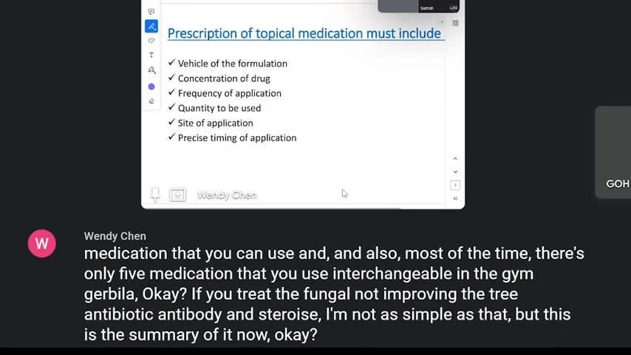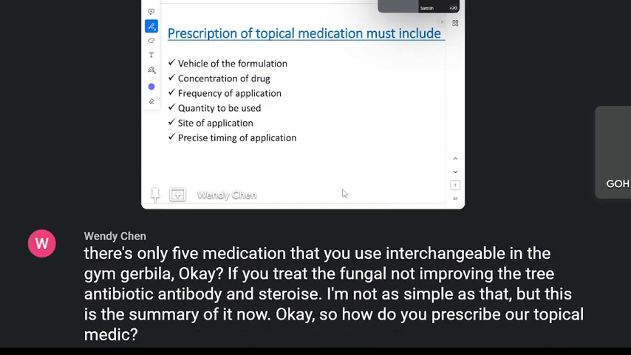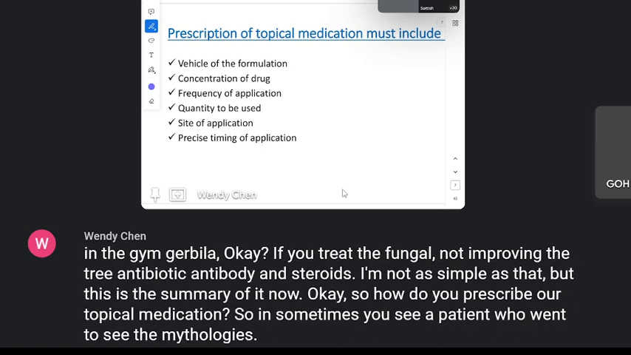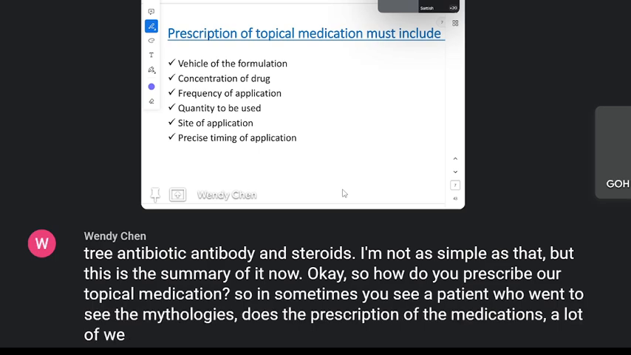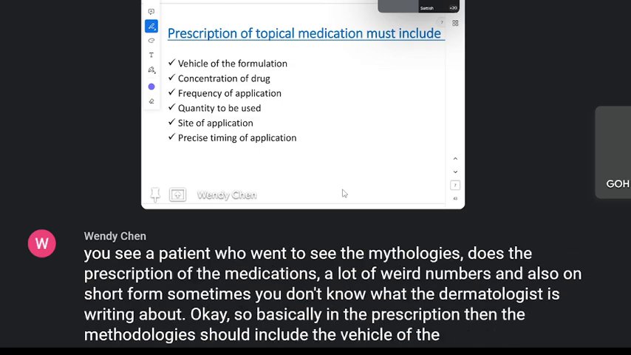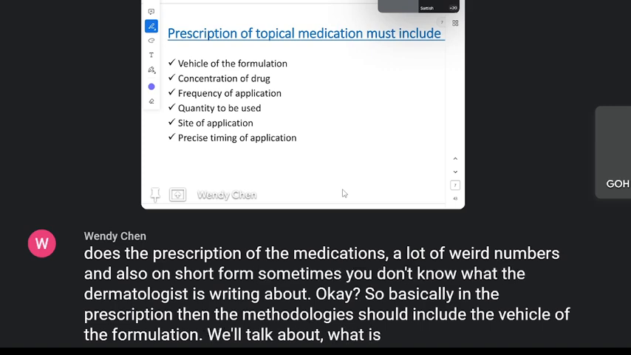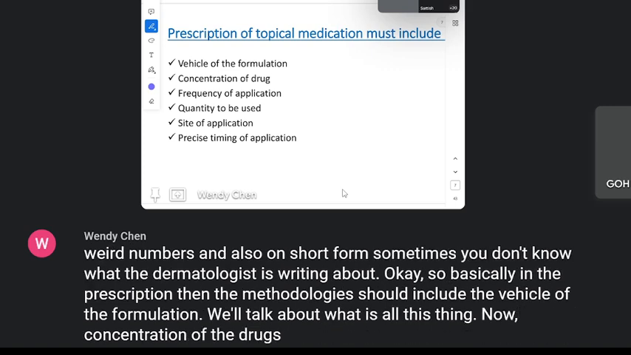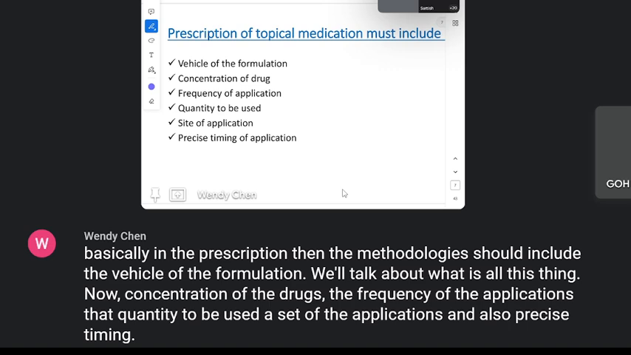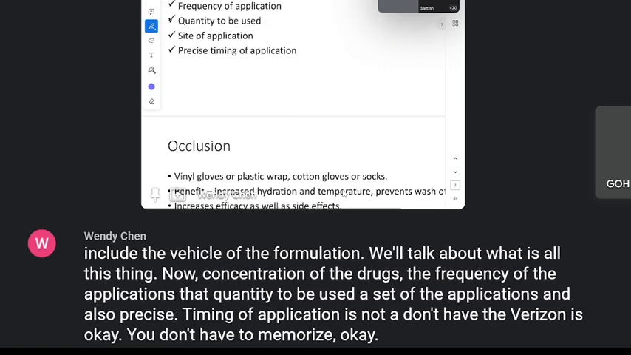Okay, so how do you prescribe a topical medication? Sometimes you see a patient who went to see a dermatologist, and the prescription has a lot of weird numbers and short forms. Sometimes you don't know what the dermatologist is writing about. Basically, in the prescription, the dermatologist should include the vehicle of the formulation. We'll talk about what all these things are now. Concentration of the drug, the frequency of the application, the quantity to be used, the site of the application, and also the precise timing of application. This one you don't have to memorize.